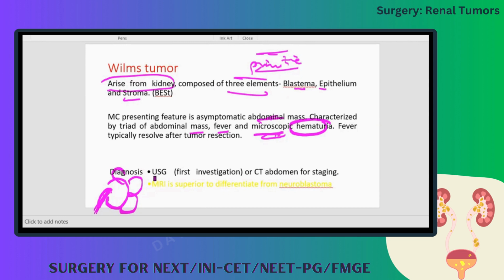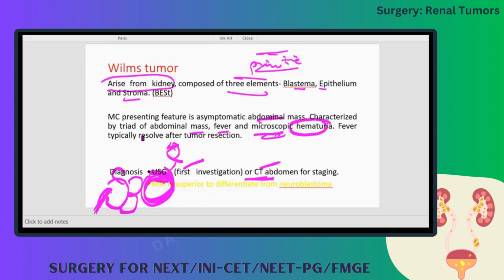And diagnosis: ultrasound is the first investigation, CT for staging. No investigation of choice here, but just ultrasound and CT. And which is superior to differentiate between neuroblastoma and nephroblastoma is MRI. MRI is the gold standard to differentiate between these two. Always remember, first investigation and best investigation are not the same.